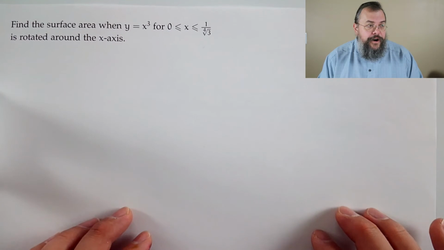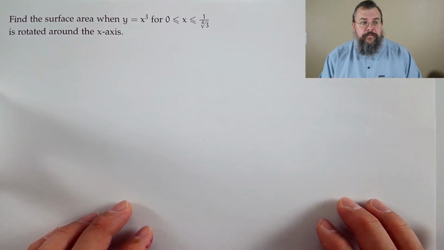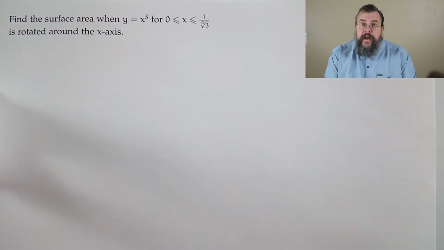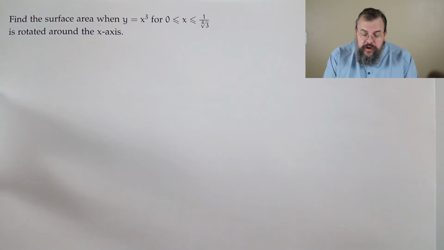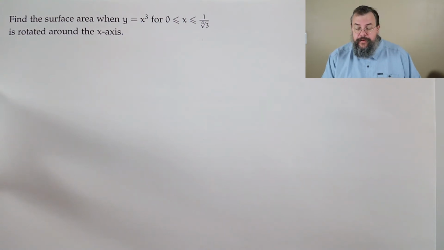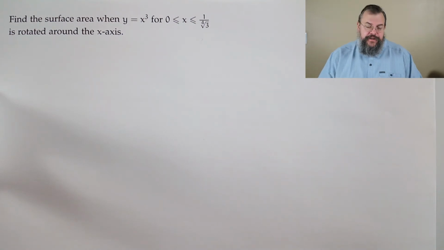On to another problem. Well, what's this one going to be? Find the surface area when y equals x cubed, where x goes between 0 and 1 over the 4th root of 3, spun around the x-axis. Well, let's see where we go. Should be interesting. So what do we have?